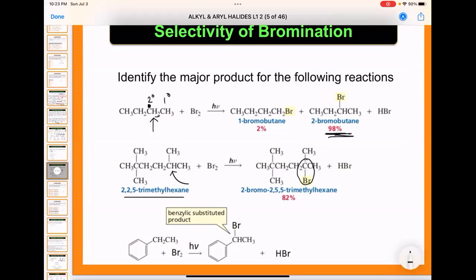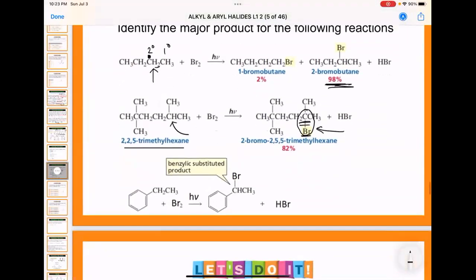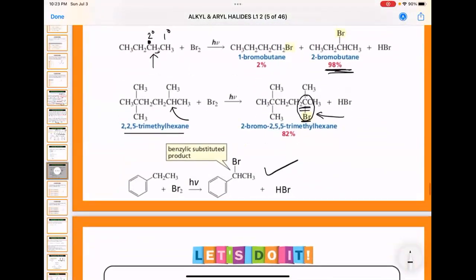This compound has a lot of carbon atoms, and out of all those carbon atoms, the tertiary hydrogen is the most reactive. So bromine can get attached at this point. This is the major product. Okay.